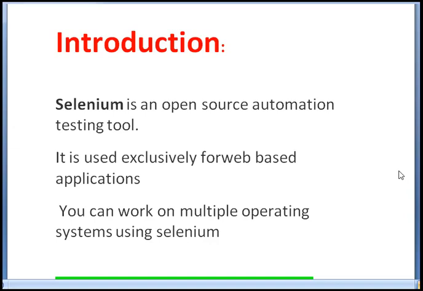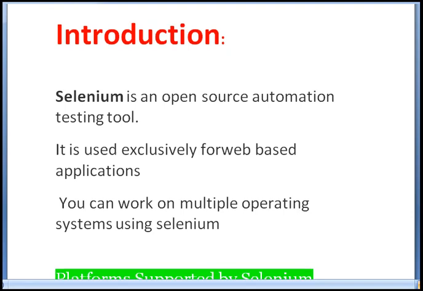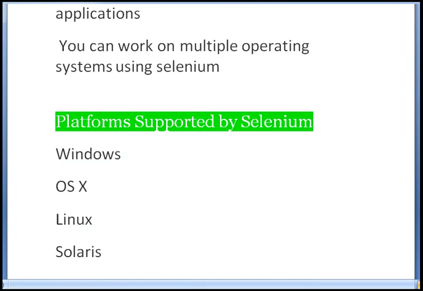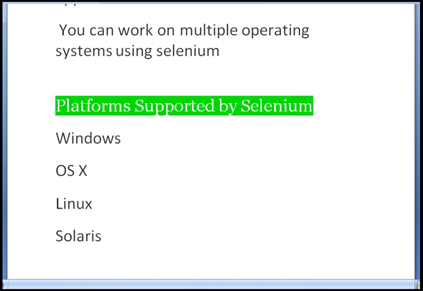So if you start speaking about features of Selenium, the first and foremost is that it works on multiple operating systems. Not only is it limited to Windows, but you can also work on iOS. That means the platforms supported by Selenium. You can see here it's Windows, Linux, Solaris, and even iOS. So it supports multiple operating systems. That really made it stand on top compared with other automation tools present in the market.